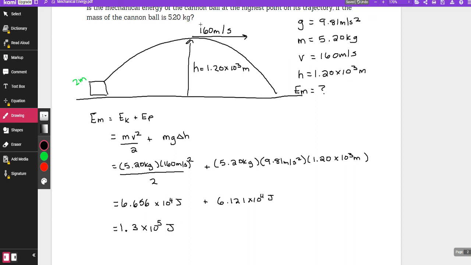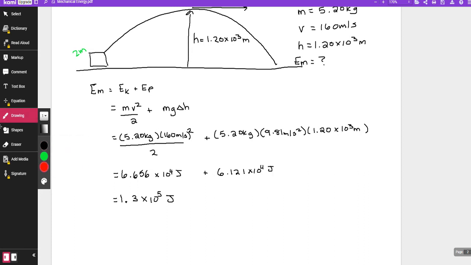And again, the total energy at the top of the parabola is 1.3 times 10 to the 5 joules, but we also know that we have our kinetic energy and we have our potential energy, and it's important to note that this is positive because the cannonball is higher than the reference point. So think about that while you're doing the questions, that it depends on where it is in relation to the reference point. But that's it. You guys should be good to go. If you have any questions, please let me know.